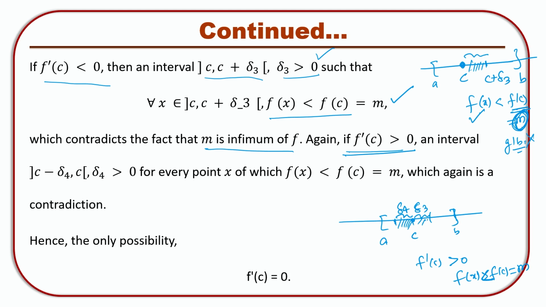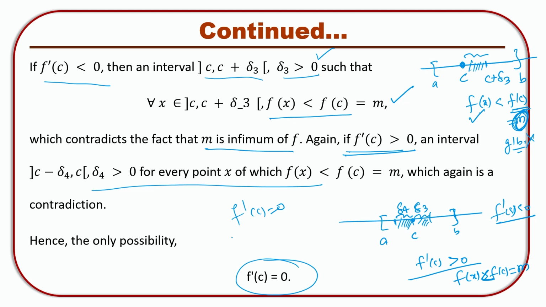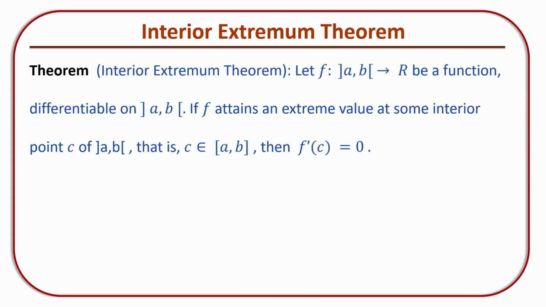So that means here we have c and delta. So we have shown that f dash of c less than 0 is not possible. Similarly, f dash of c greater than 0 is not possible because it contradicts the definition of infimum at that point. Hence, the only possibility we have is f dash of c equal to 0, and that's your proof of the Darboux theorem.